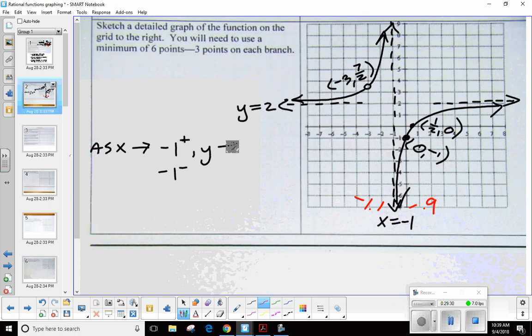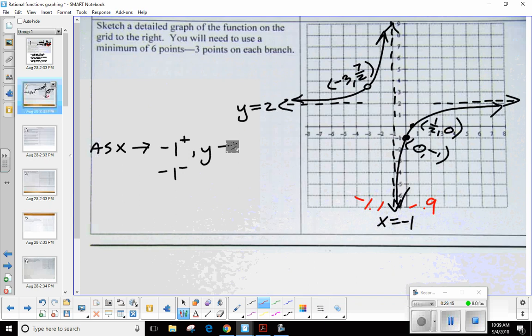-1.1. So don't choose the value itself, because we know what's going to happen. It's undefined. So we choose a value that's extremely close. And again, it relates back to your sign chart. I'm not interested in the number itself. I only want to know, is it positive or negative?